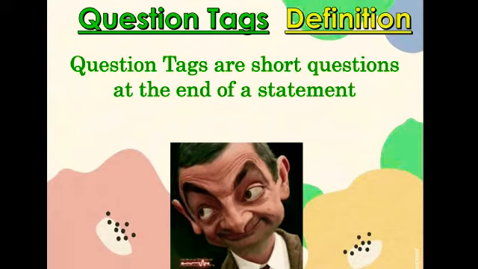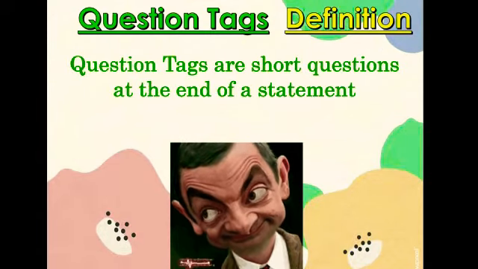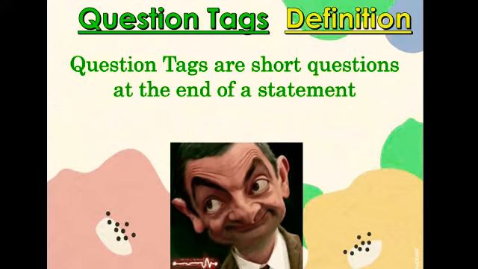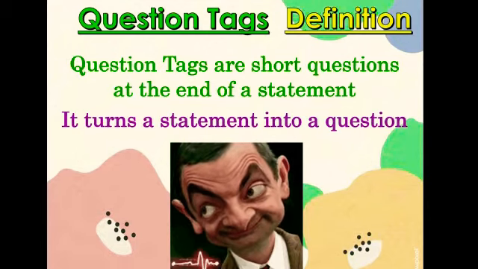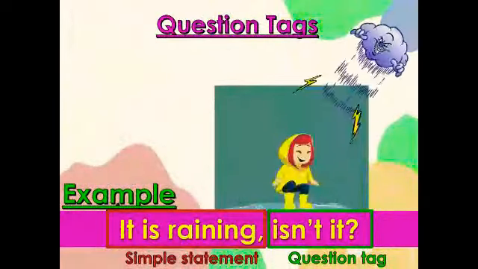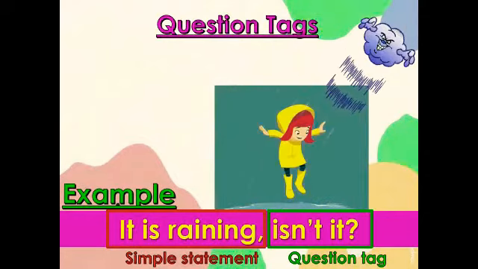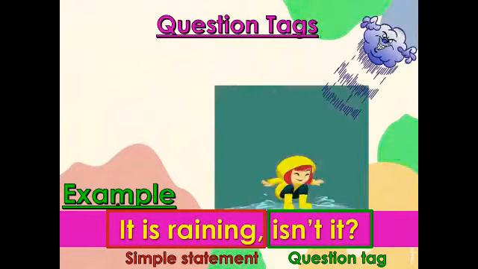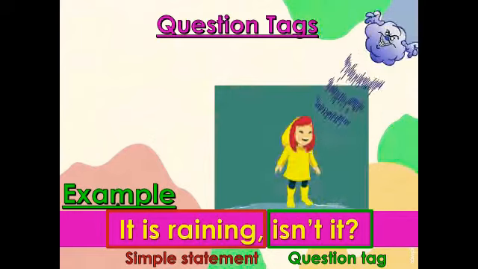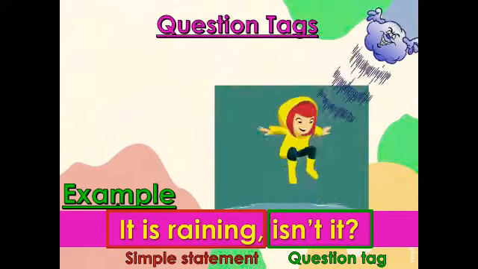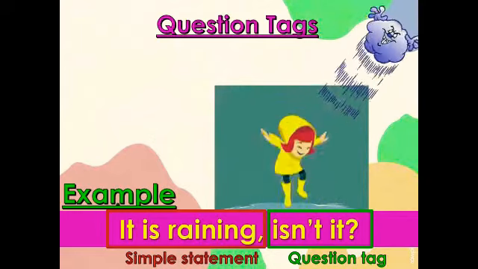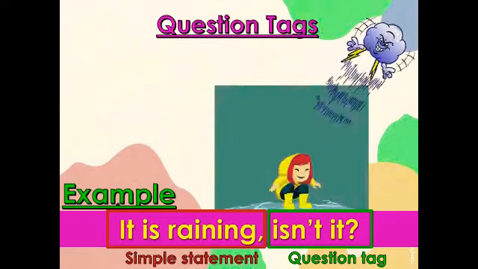Question tags are short questions at the end of a statement. It turns a statement into a question. For example, it is raining, isn't it? It is raining is a simple statement, and you see there is a short question at the end of the statement. This is a question tag.